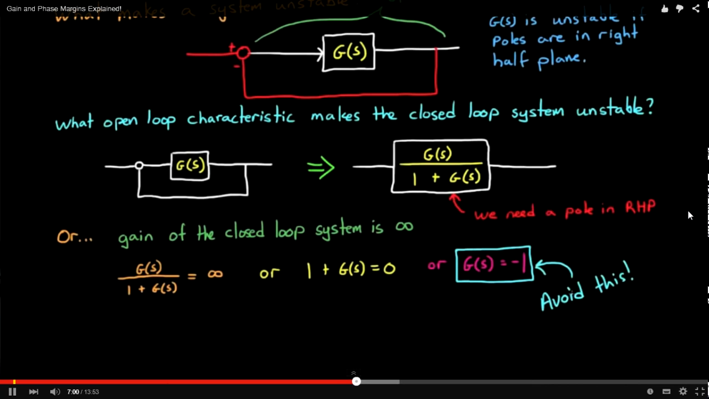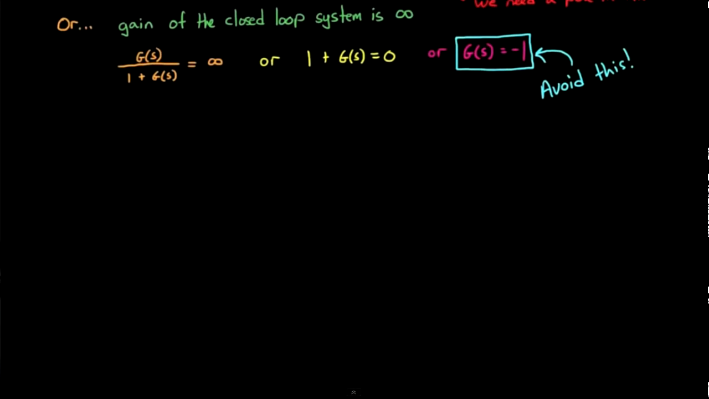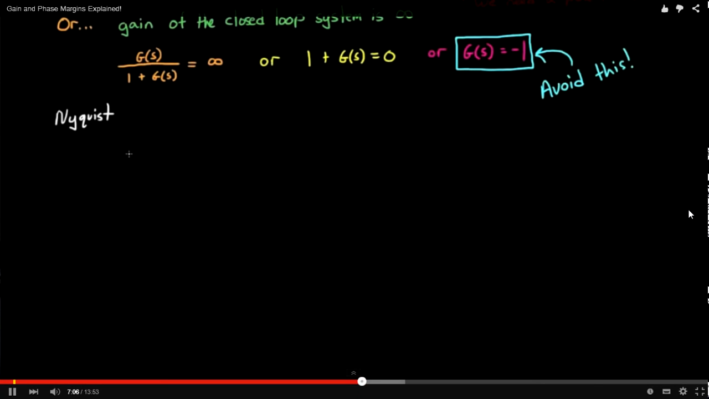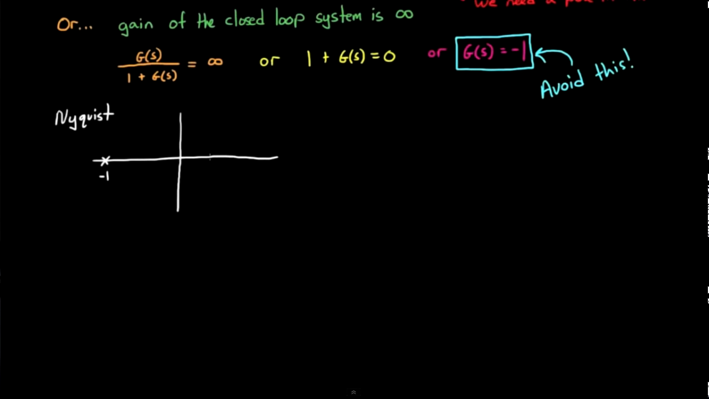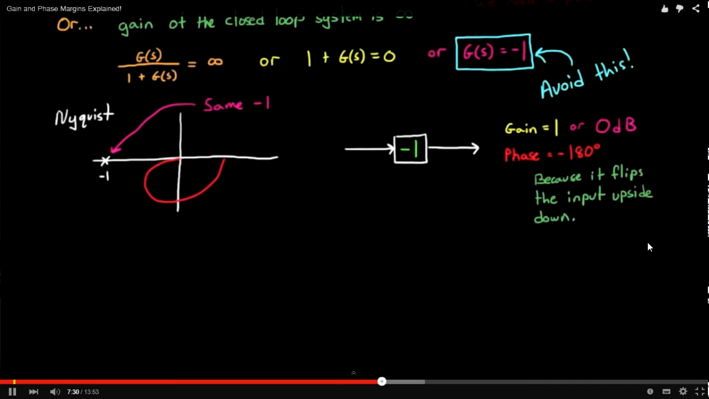So we just need to keep our open loop system G of S away from minus 1, and our closed loop system will be stable. The minus 1 point should sound familiar to you, because it's the exact same -1 point that you're also trying to avoid on a Nyquist plot. The gain of a -1 system is 1, or 0 decibels, because it doesn't scale the input by any factor. And the phase is minus 180 degrees because it flips the input upside down, which is a phase shift of half of a wavelength.